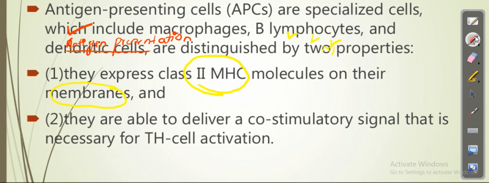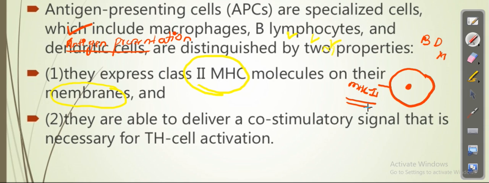So suppose this is an antigen presenting cell. It can be a B cell, dendritic cell or mast cell. So it contains MHC class 2 on its membrane, and they are able to deliver a co-stimulatory signal that is necessary for the activation of TH cell also. Okay, so these are the two main distinguishing properties of the antigen presenting cells.